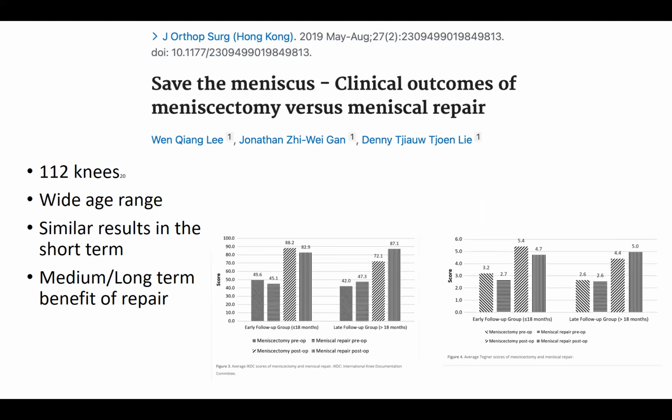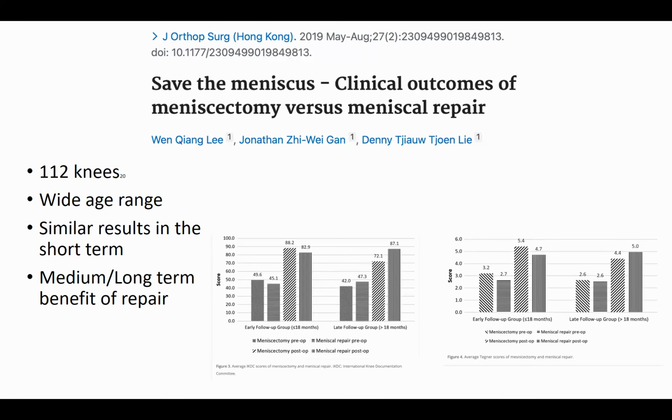Furthermore, Lee performed a retrospective review on a series of 112 operations performed at a single institution. Patients aged anywhere from 17 to 70. So this essentially included all comers, and they were matched in both cohorts. Suitability for repair was determined intra-op at the discretion of the operating surgeon.